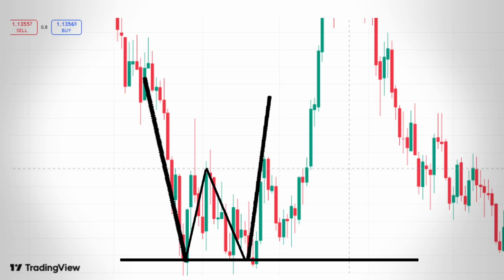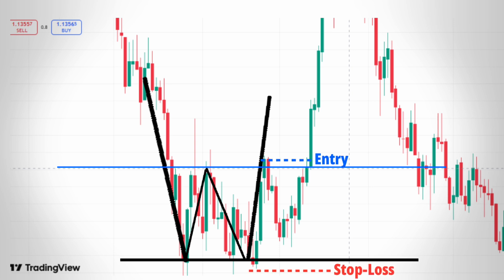Here's how to trade the double bottom chart pattern. Wait for price to break above the middle peak, the highest point between the two bottoms. That's your confirmation. Enter your buy trade after the breakout. Place a stop below the second bottom. Now for take profit, measure the distance between the bottoms and the middle peak, then project that distance upward.